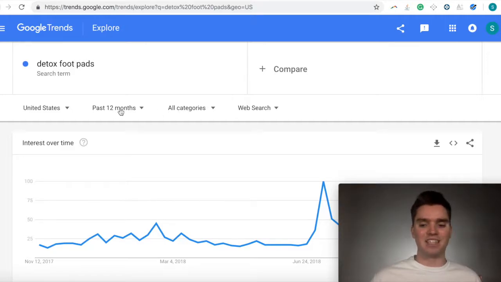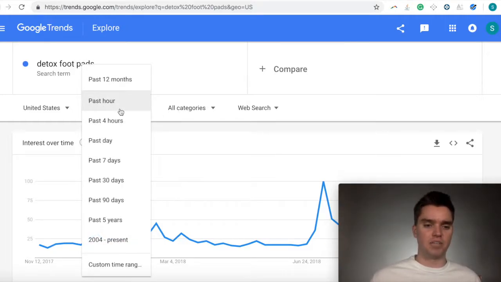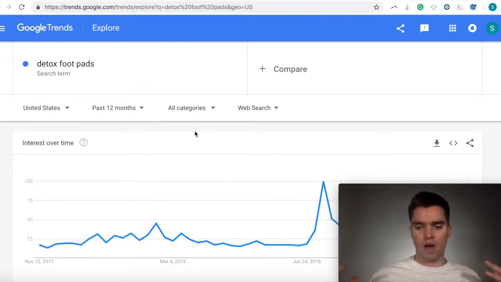Past 12 months, I like to toggle between past 12 months, and as we see, we have past hour, 4 days, 7, 90, 5 years. I personally like to look at the past 12 months and past 5 years to get a well-rounded understanding of the search term. And lastly, and this is the one you will want to edit here, make sure that for whatever region you're selling in on Amazon, you have the proper region selected. In this case, I'm selling in the United States, so I'm going to leave it as the US.